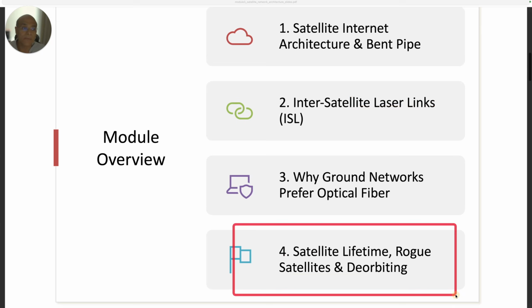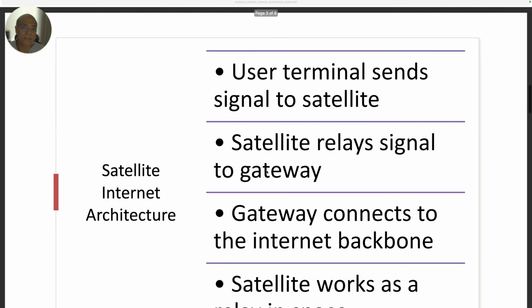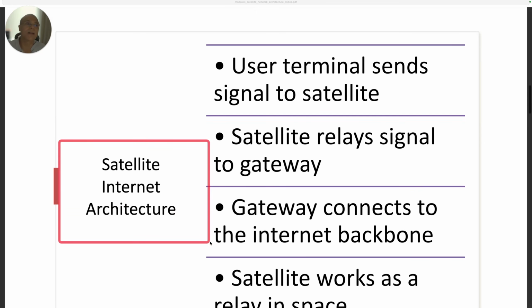And the satellite lifetime, rogue satellites, and deorbiting. What is the role of deorbiting and how critical is this aspect in the overall satellite network deployment architecture, which is quite different from the terrestrial base station architecture, where you really don't have to think about decommissioning a base station in the manner in which we decommission a satellite, right? So let's start with satellite internet architecture.